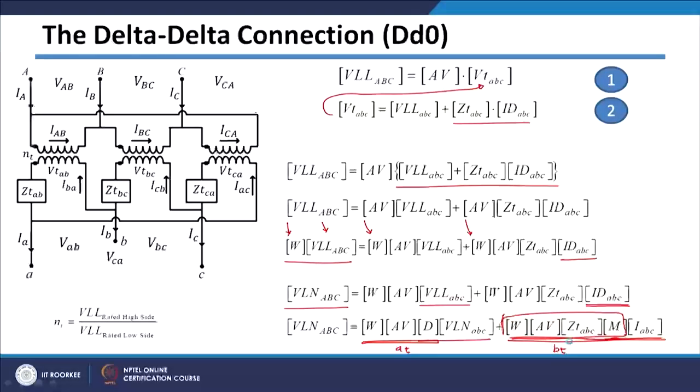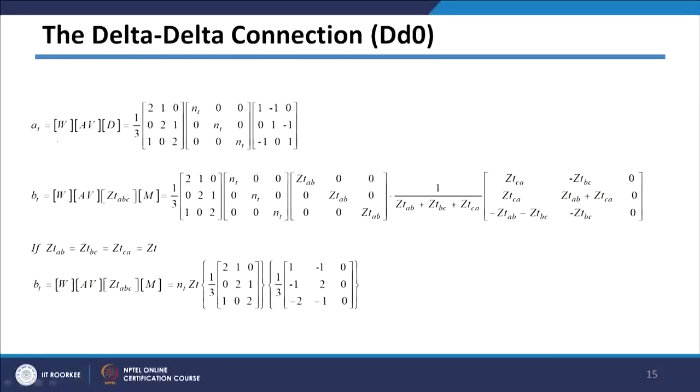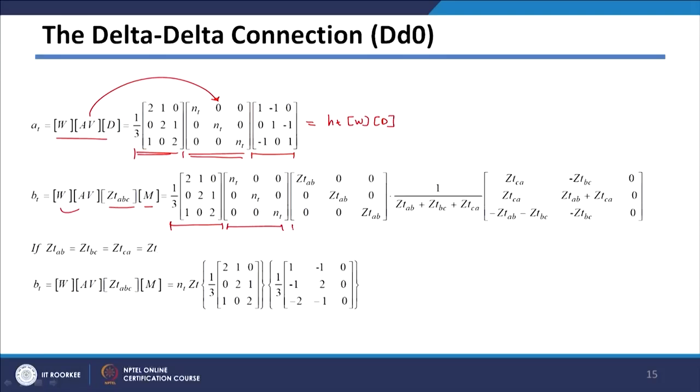So, if I take these parameters on next slide, your AT parameter we have seen, it is W multiplied by AV multiplied by D. Out of this AV can be represented by diagonal entries of NT, and those can be taken out. So, this can be written as NT multiplied by your W matrix multiplied by your D matrix, because this term I can take common out. So, this is your W and this is your D. So, it will be NT multiplied by W multiplied by D, and in case of BT we are having W multiplied by AV multiplied by ZT-ABC multiplied by M. So, this is your W matrix, this is AV, this is ZT-ABC, and this is nothing but your M matrix.